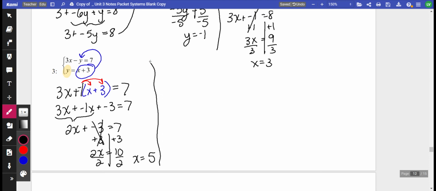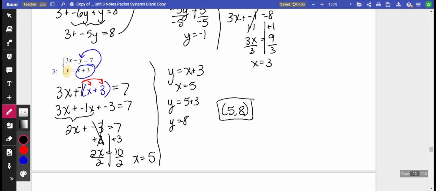Now I need to solve for my y. I'll use my second equation this time. Y equals x plus 3. And I know that x equals 5 because I just solved that. So this becomes y equals 5 plus 3. So y equals 8. So my x value is 5, my y value is 8. So therefore, my ordered pair is 5, 8.